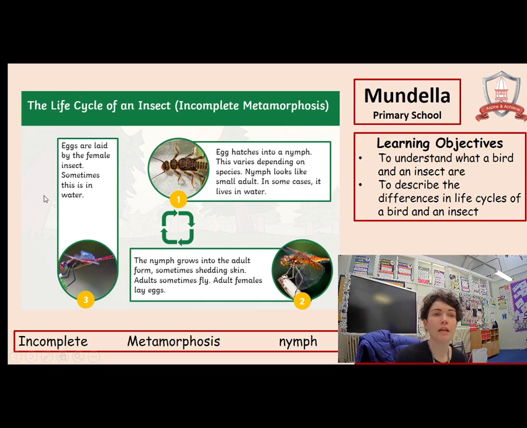And in stage 3, eggs are laid by the female insect. Sometimes this is in water. So this is what we call incomplete metamorphosis. There are just 3 stages here.